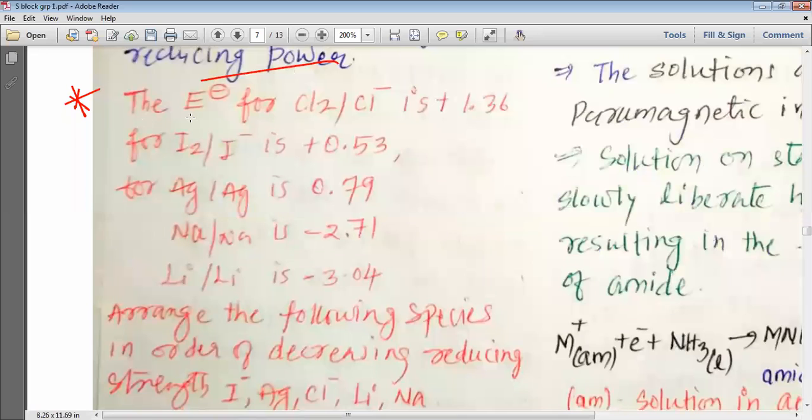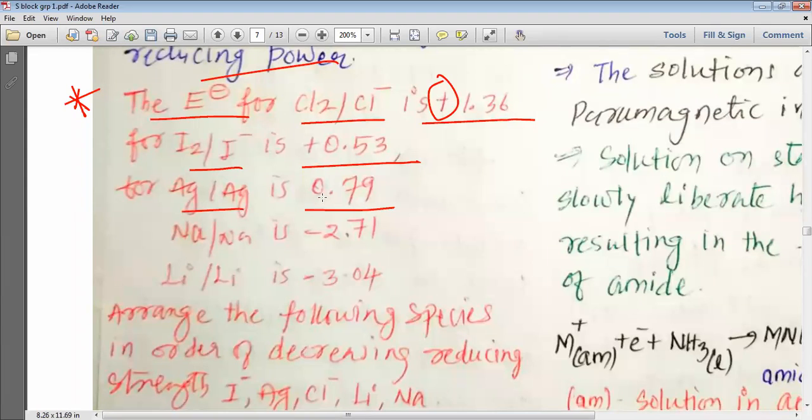Now let us understand these electrode potential values and their meaning with some examples. The E0 for Cl2 / Cl minus is plus 1.36. For I2 / I minus it is plus 0.53. For Ag plus / Ag it is 0.79. For Na plus / Na it is minus 2.71, and for lithium it is minus 3.04. So you can see that the E0 value for lithium is the most negative, and that is why it is most reducing in nature.